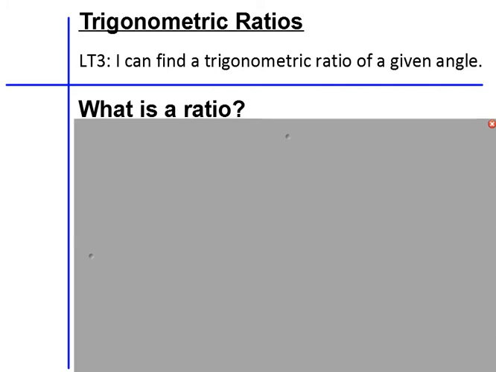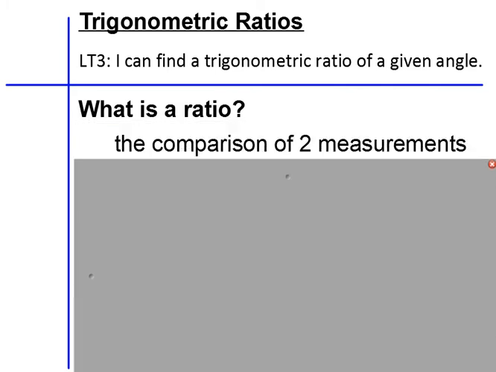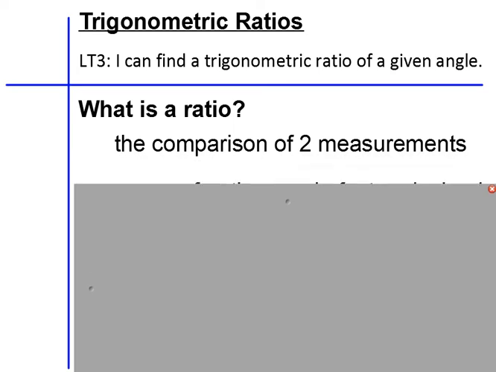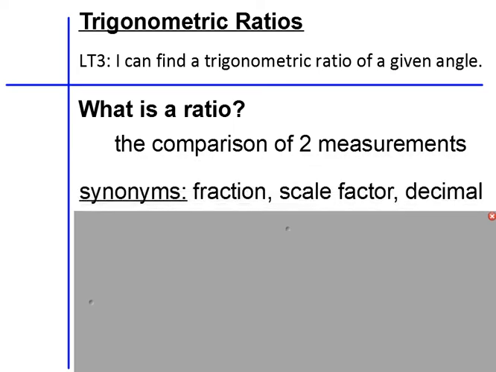Let's remind ourselves, what is a ratio? A ratio is a comparison of two measurements. We have lots of different words for this. So different synonyms for ratio: a fraction is a ratio, scale factors that we use during our similarity topic, or even decimals are technically ratios because all decimals can be written as fractions.